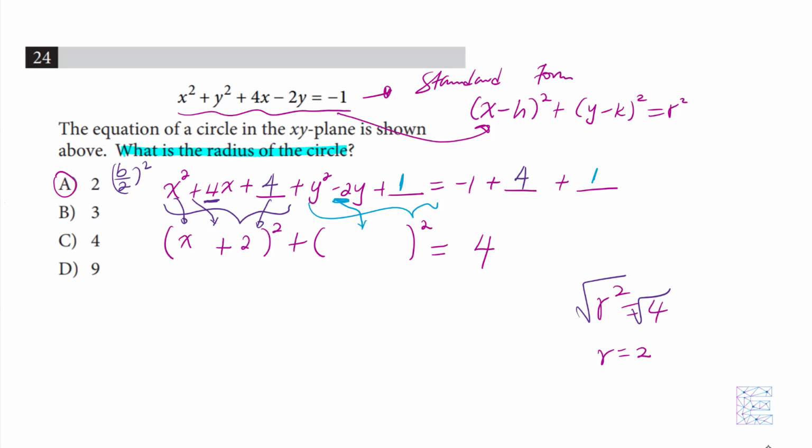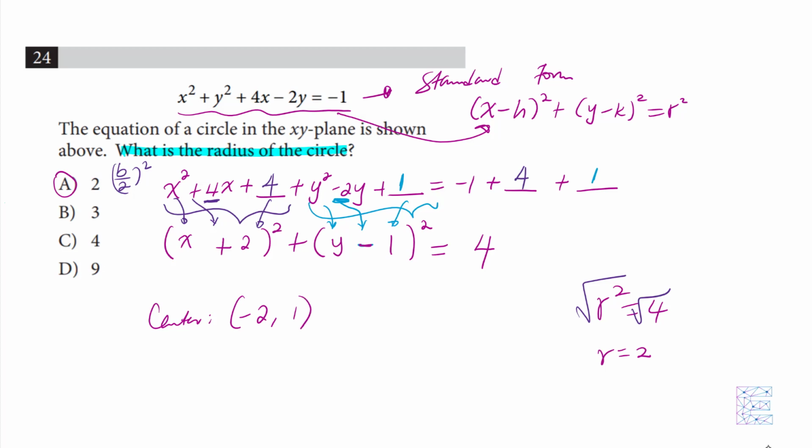Again, copy the first sign. It's a minus, so this is a minus. And then we'll fill in the blanks using the square root of the first and the last. Square root of y² is just y. Square root of 1 is 1. So then we know that our center would be (-2, 1).